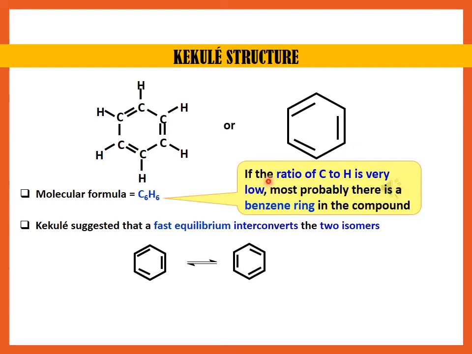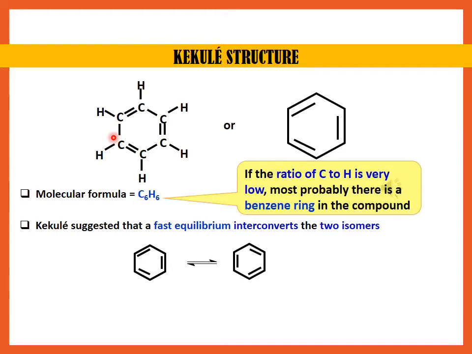Okay, so the important thing that you need to know is that if the ratio of carbon to hydrogen is very low, most probably there is a benzene ring in the compound. So if the question gives you a general formula or molecular formula, and the number of carbons and the number of hydrogens are about the same, that means the compound should contain a benzene ring.